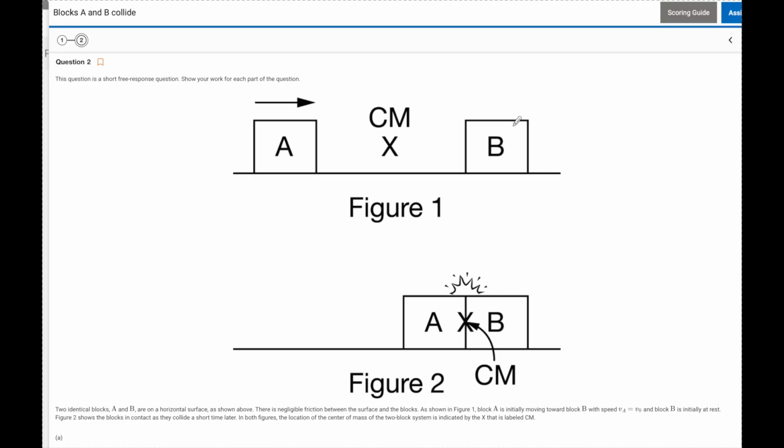I want to go through a short free response question that is generally seen on Part 2 of the AP Physics 1 exam. This question in particular came from the Unit 2 free response questions that the College Board gives you under My AP Classroom. If your teacher has not unlocked those for you, just ask. This question is called Blocks A and B Collide, and for Unit 2 this is the second one in that string.